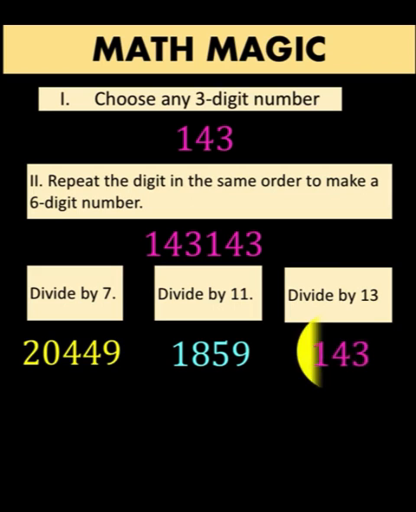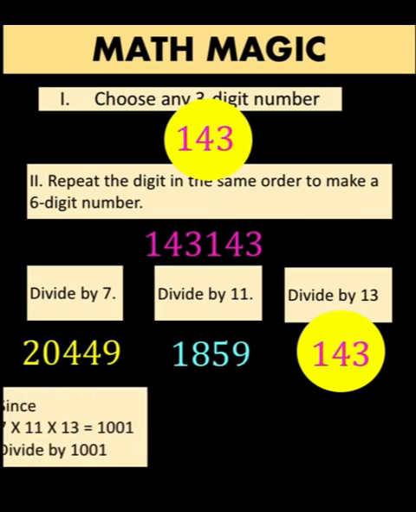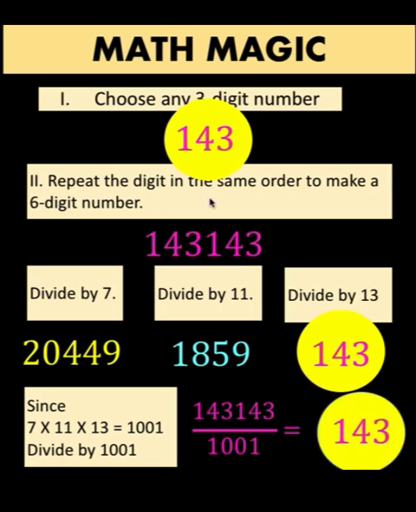Now notice that this 143 is just the same as the number I started with. How about you? Do you also get a result similar to the first number you started with? Let us know in the comment section. Now notice also that since the product of 7, 11, and 13 is 1001, you can also divide 143,143 by 1001, and still you will get the same result, 143, which is the same as the first number you started with.